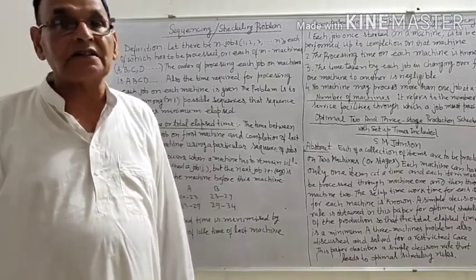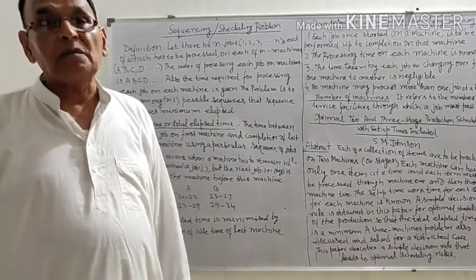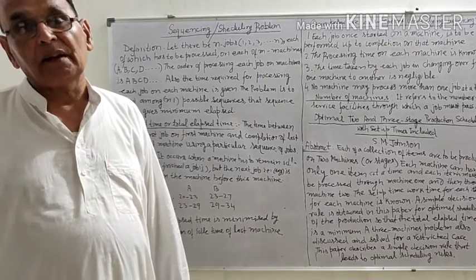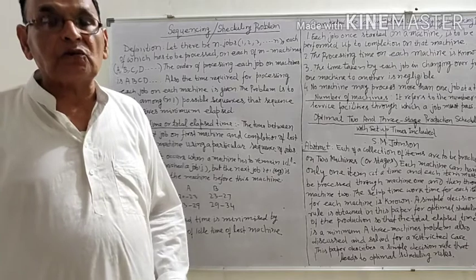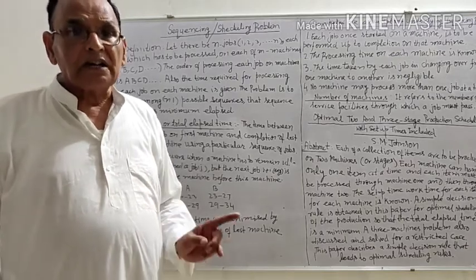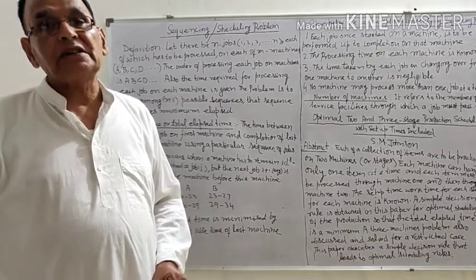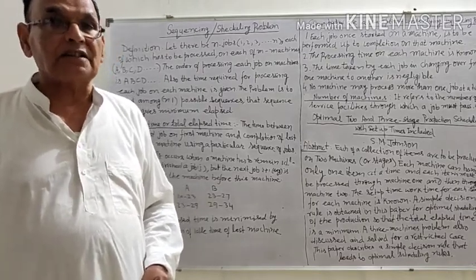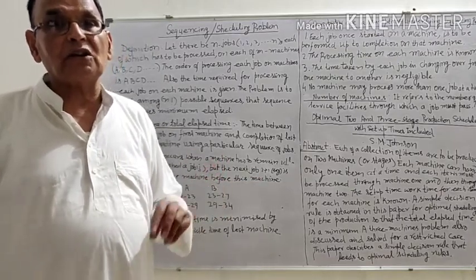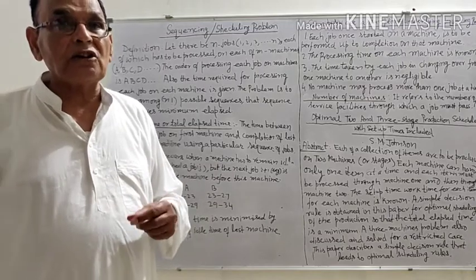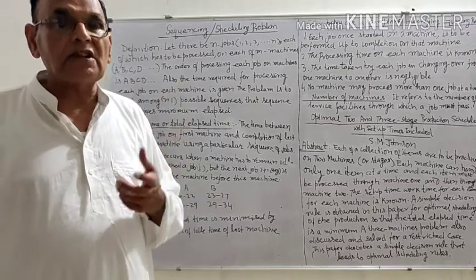Here, optimal sequence is defined as the sequence which is minimizing the total elapsed time. The total elapsed time is nothing but the time between the start of first job on first machine and completion of last job on last machine. The time between these two is defined as the total elapsed time. It also includes the idle time of the last machine or other machines also.